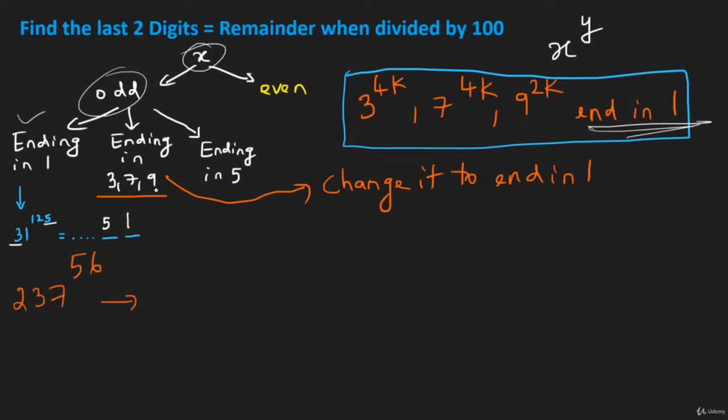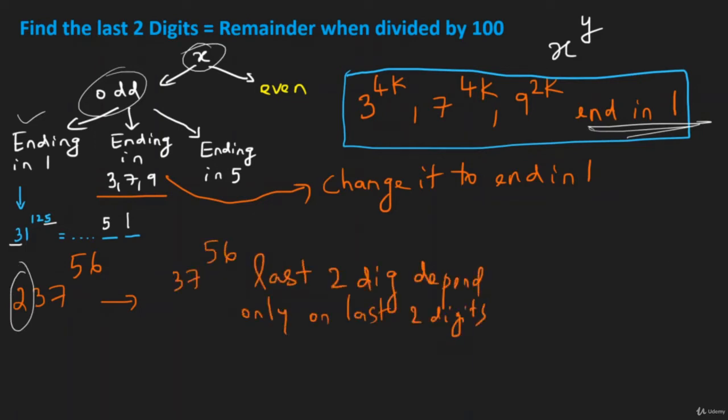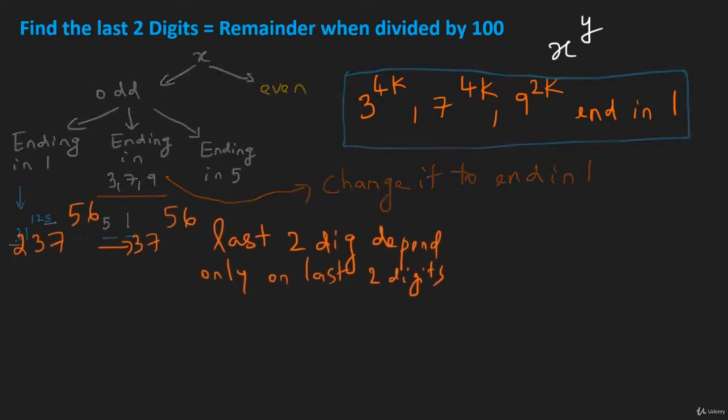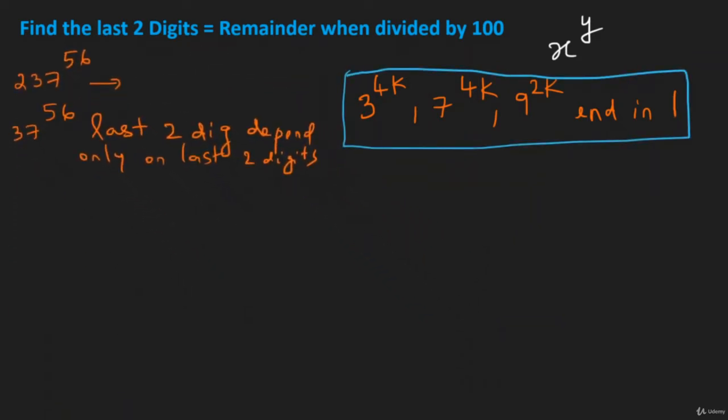Now, over here, this digit does not matter because the last two digits of an expression will only depend on the last two digits. Therefore, the last two digits of 237 to the power 56 and the last two digits of 37 to the power 56 will be the same. Alright, now let's write that over here. We just need to find out 37 to the power 56.